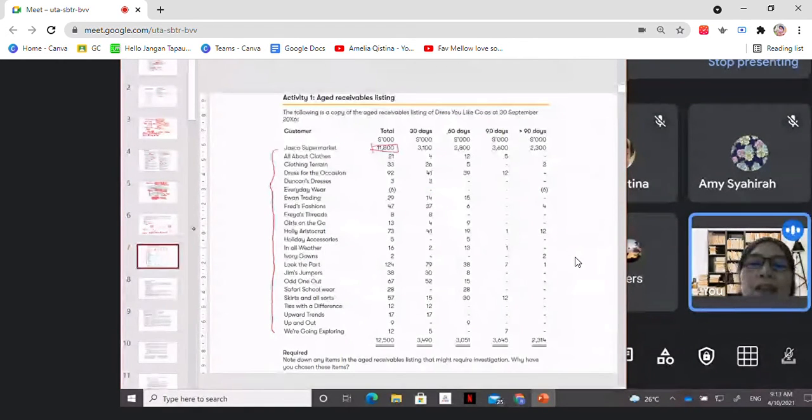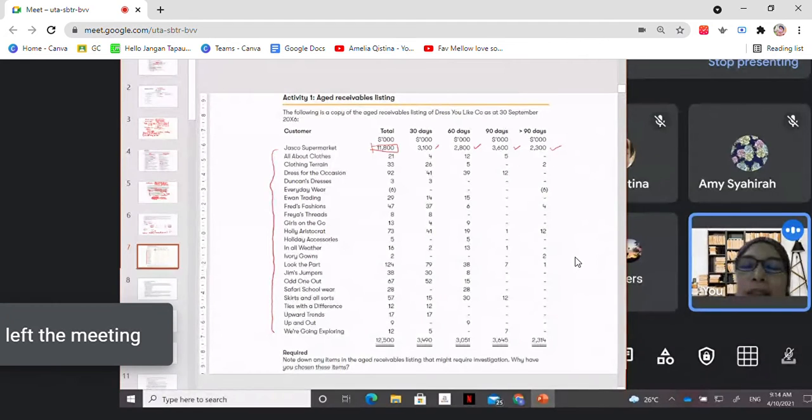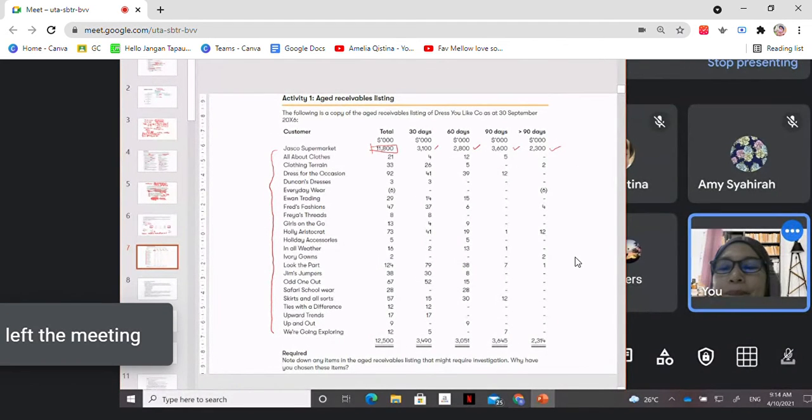So you take the individual items. They have 30 days credit terms, which is due 3,100,000; 60 days due 2,800,000; 90 days 3,600,000; more than 90 days 2,300,000. So it is the terms of credit given to Jasco supermarket. That is the individual item.